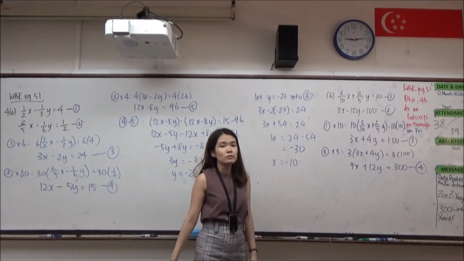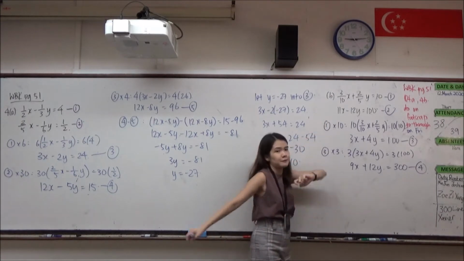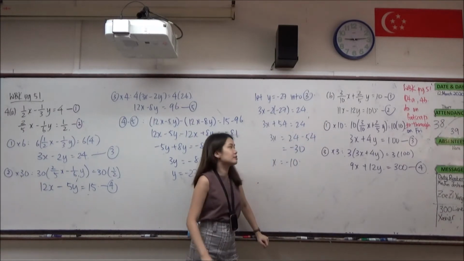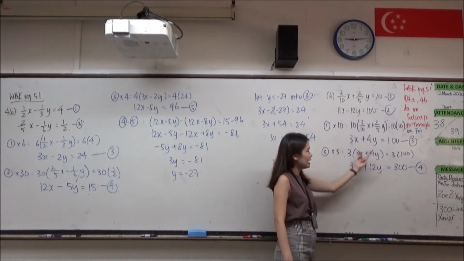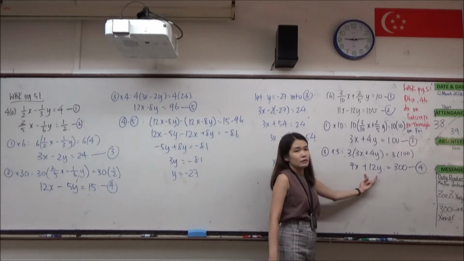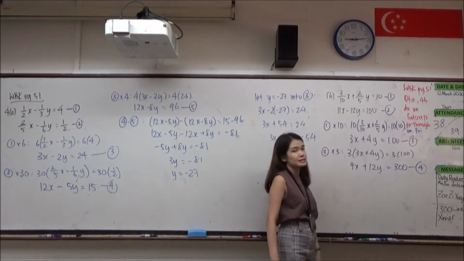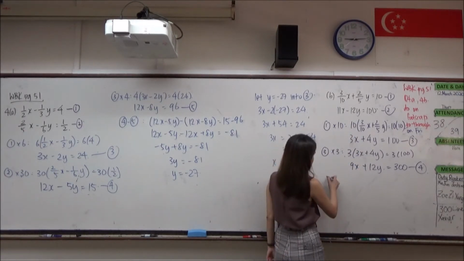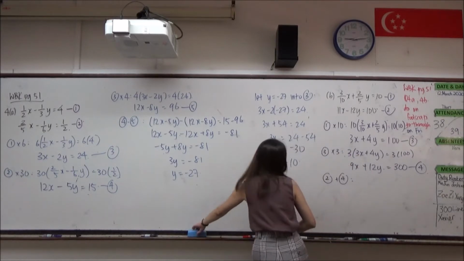So what do we need to do between equation 2 and equation 4 now? Plus. Okay, very good. We need to do a plus because this is negative 12y and this is positive 12y. When they are different due to the minus and plus sign, we add them together. So equation 2 plus equation 4. Okay, let me write it.